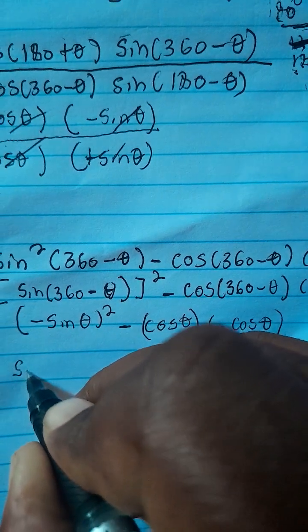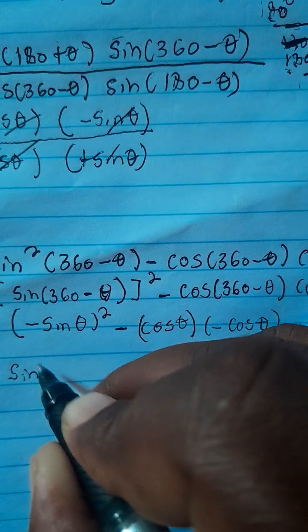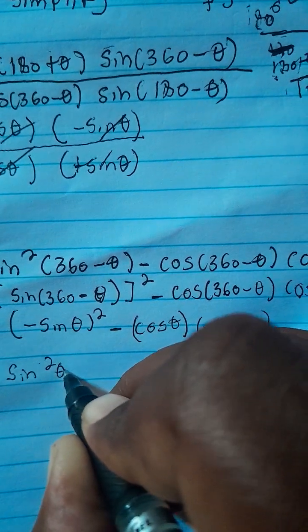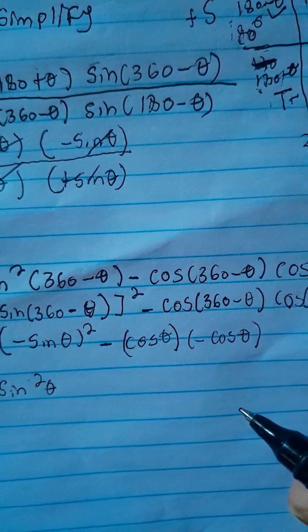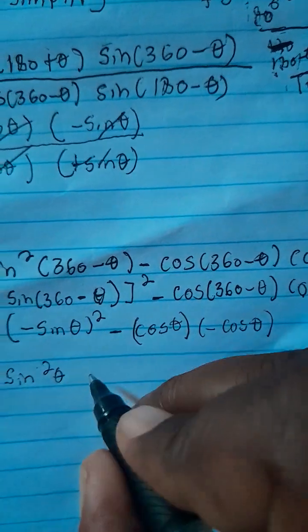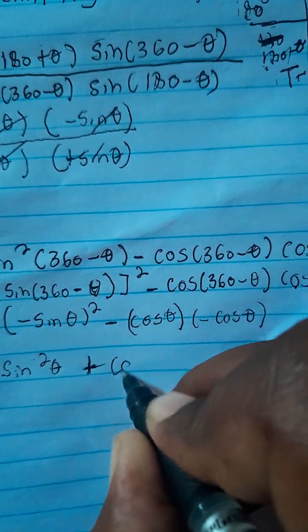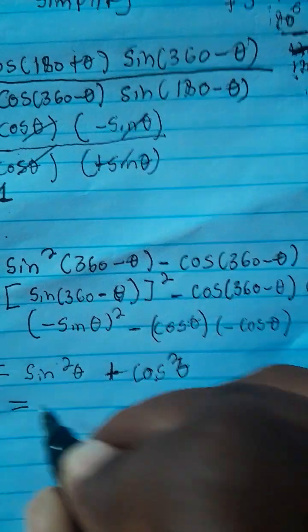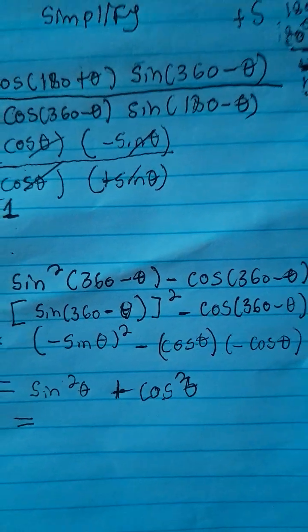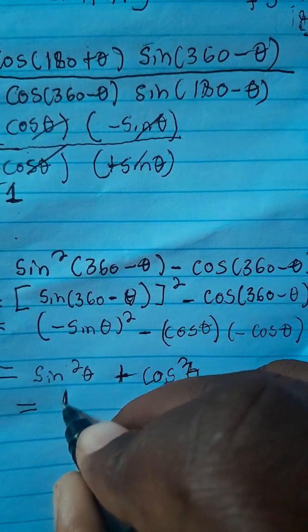When you square sine there, remember, the negative will be out when you square. So this will be sine squared theta. What is cos times cos? That will be cos squared theta, negative and negative will be positive. So it forms an identity. What is sine squared theta plus cos squared theta, guys? It's what we call a square identity. So this will be 1.